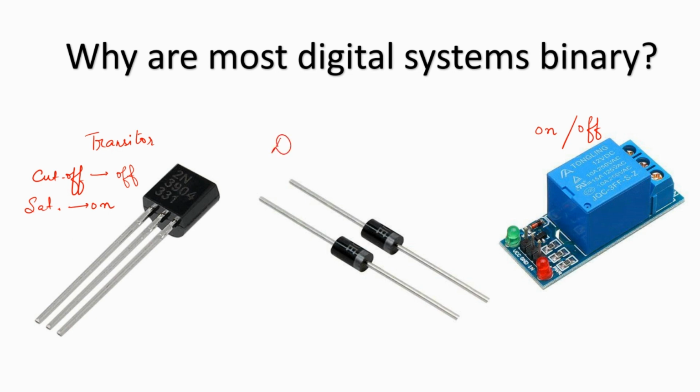So be it a diode, a transistor or a relay, all three have two states of operation, the on and the off state. And since these devices are used for building the digital systems, most of the digital systems are binary in nature. Binary in the sense they represent two states, the one and the zero.